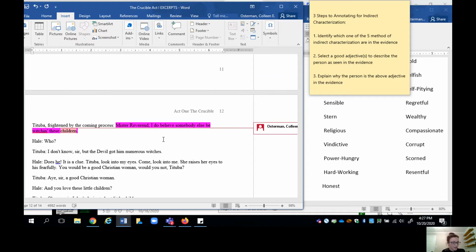But eventually she succumbs because she knows that if she does not admit to being a witch, she will be killed. But if she admits to being a witch, if she says, get the devil out of me, then she will be spared and they will save her life. So once Tituba realizes the coming process, she lies to save her life. Now, we could say that this evidence shows that Tituba is a liar, but she's being forced into the lie.